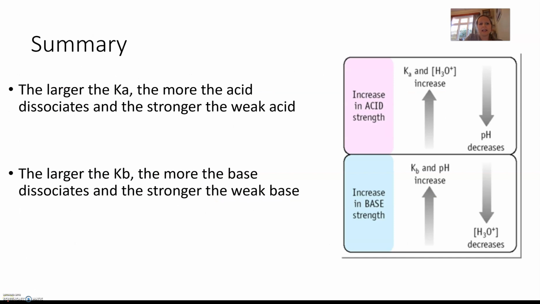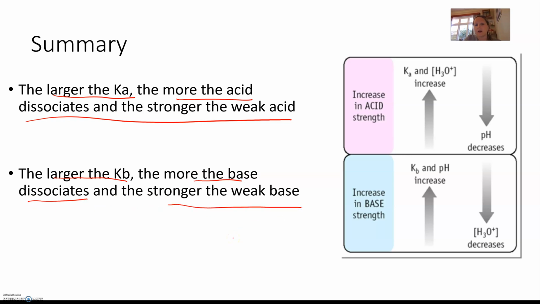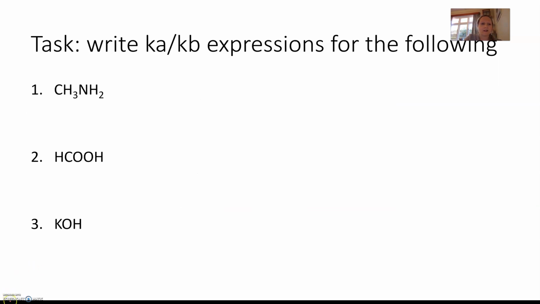So just a wee summary here: the larger the Ka, the stronger the acid, as more of it dissociates. And the larger the Kb, the more base dissociates, the stronger the weak base. So a large Ka or Kb means the stronger the weak acid or base. A small Ka or Kb, the weaker the weak acid or base.